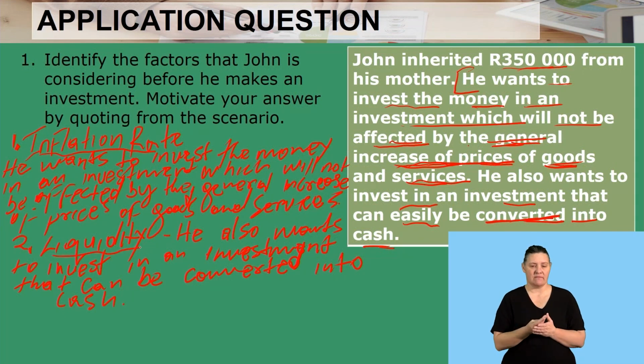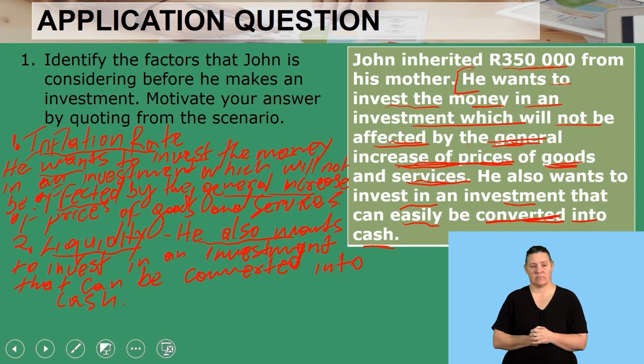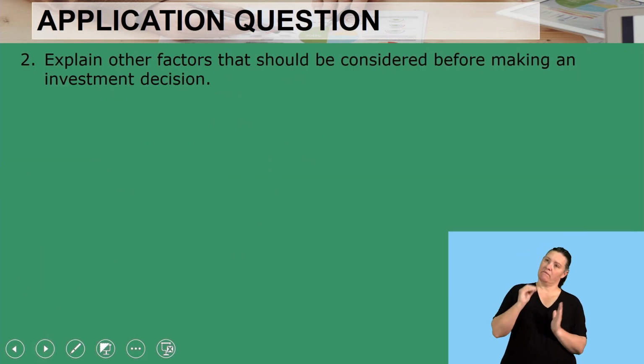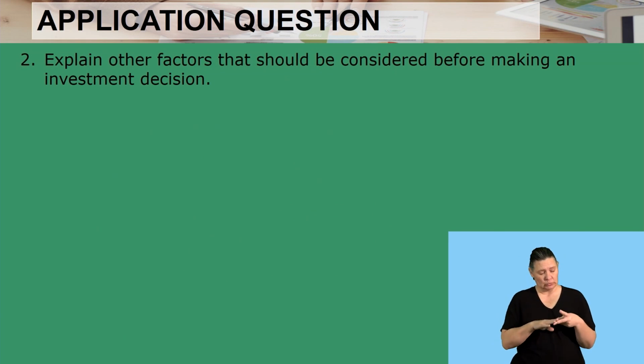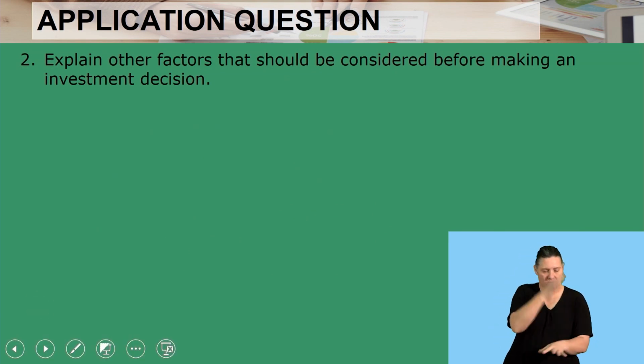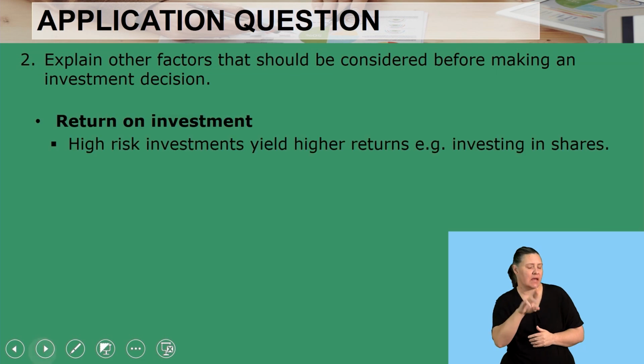Now, another aspect, which is our question 2. Remember, we have inflation rate and liquidity, and that is your motivation by quoting: he wants to invest money in an investment that won't be affected by the general increase. Remember to quote as it is. So those are your motivations through the quotation using the scenario. Then, 2, explain other factors that should be considered before making an investment decision. Which other factors should be considered? First is return on investment.